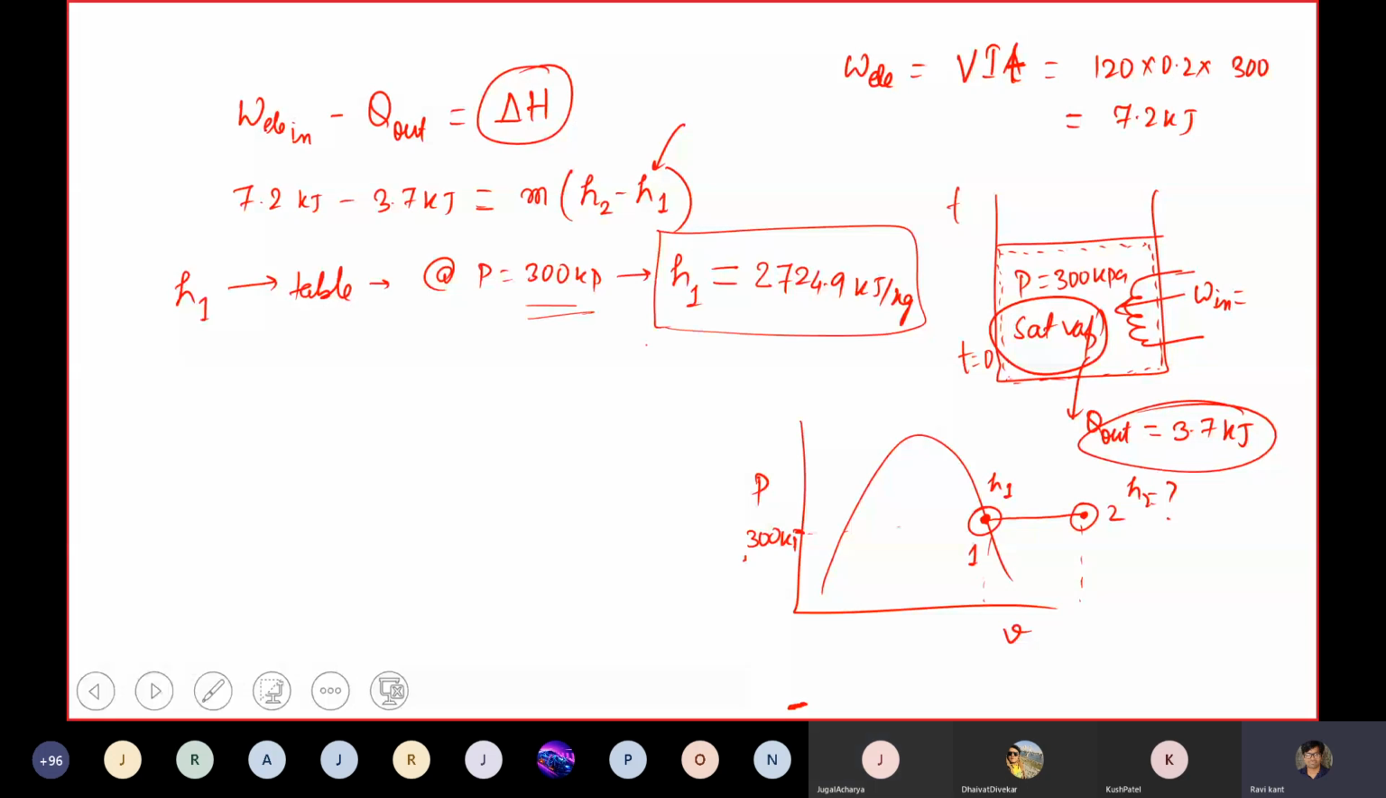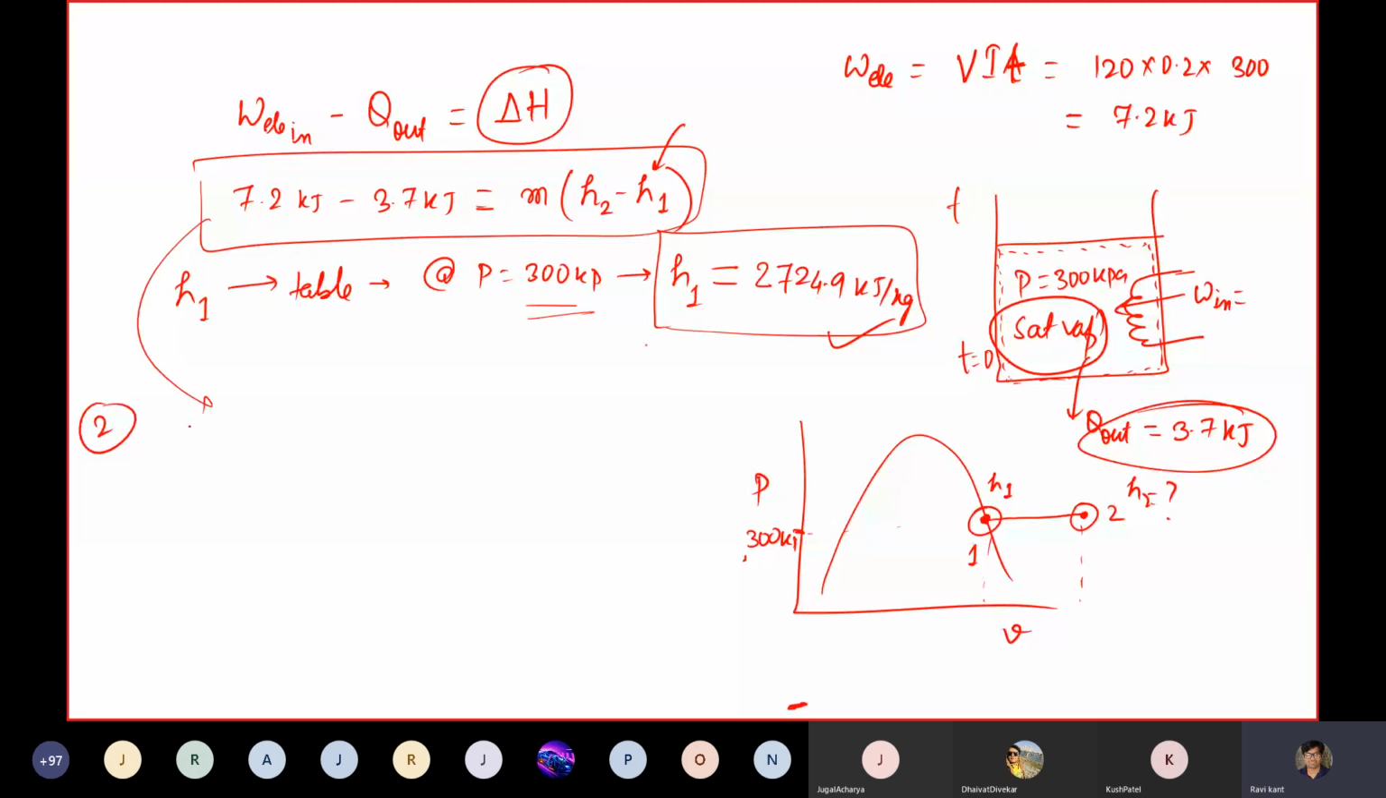Then next thing is, let's suppose we have reached state 2. We need to find H2. So from this equation we can find H2. Mass is also given probably. The mass of the vapor was given as 0.025, sorry, 0.25 kg. So we can substitute it here. H1 we can substitute here, and all these things are given. So H2 we can come up with 2864.9 kilojoule per kg. This is simple.